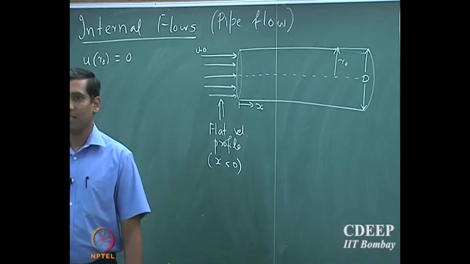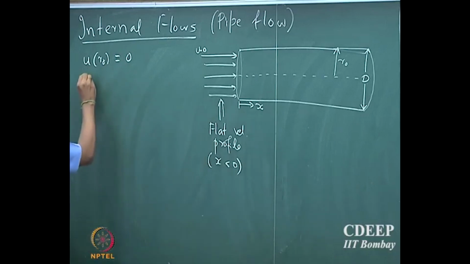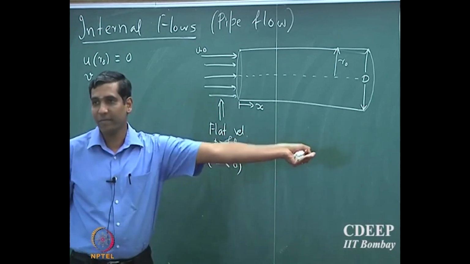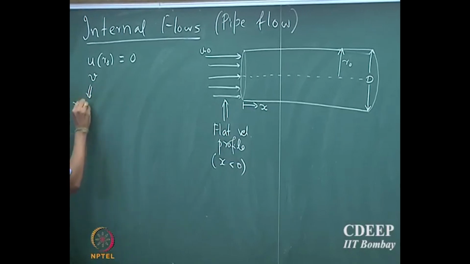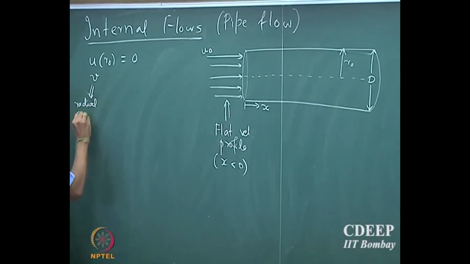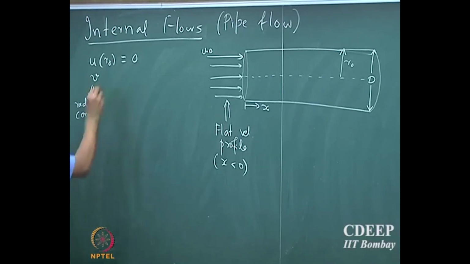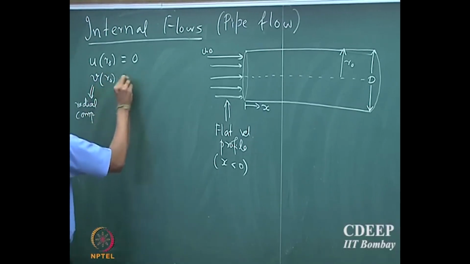Now suppose I say v is the radial velocity component, while u is the x component velocity. Of course, v at r naught is also 0.